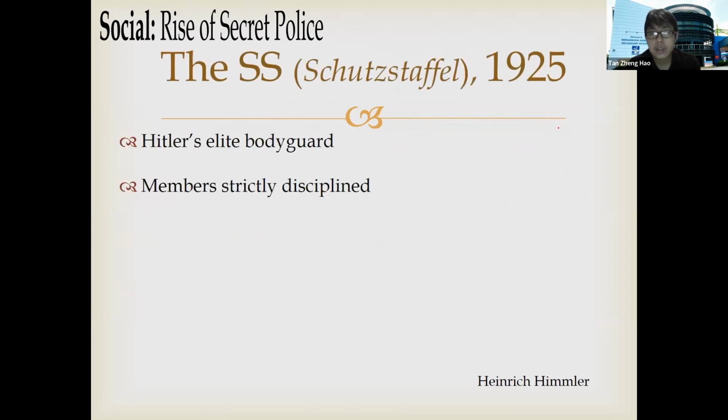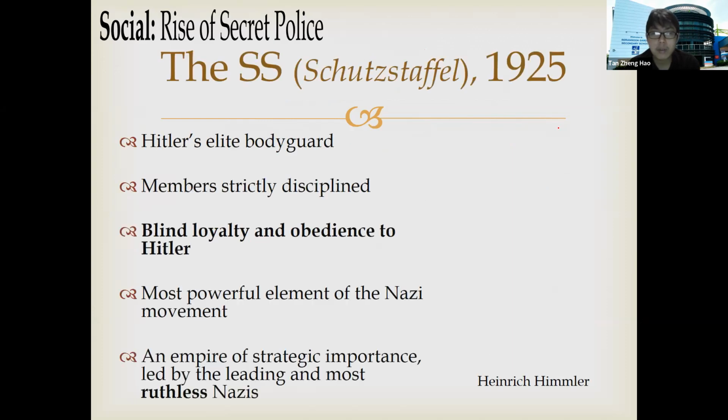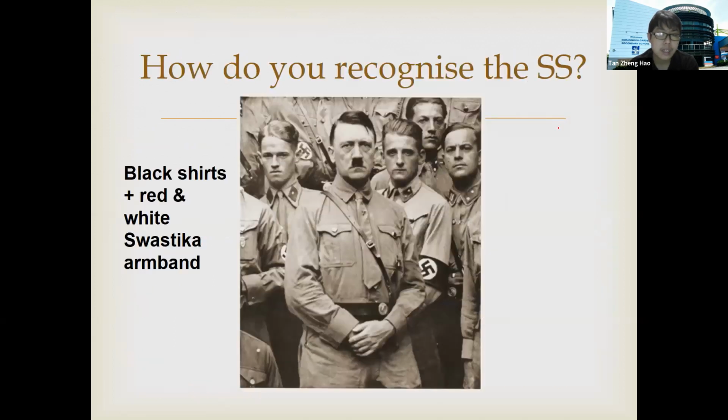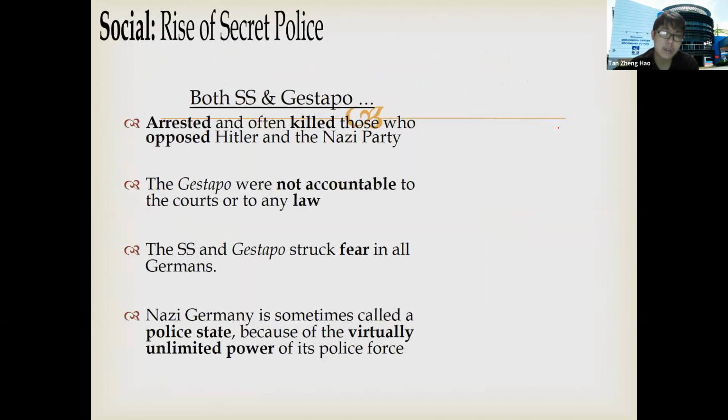Just this is more about the SS, the Schutzstaffel. It is the private army of the party, but it was closer to Hitler than the SA. It's more powerful than the SA, and it's more ruthless, and it was led by this man called Heinrich Himmler. The SS usually wear a black uniform, whereas the SA usually wear a brown uniform.